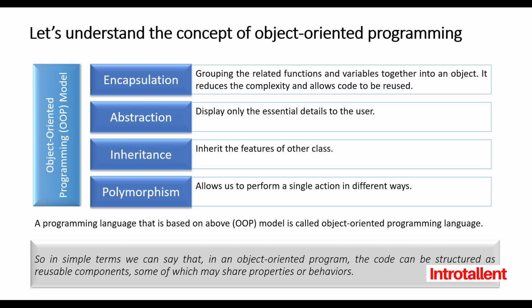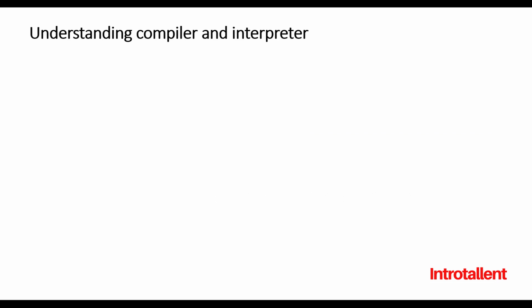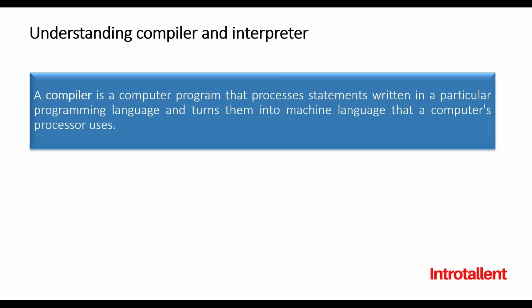All right, now we need to understand two more things, and that was compiler and interpreter. So let us understand, and then we'll go back again to the previous slide to understand Python, right? What is Python? So what is compiler? A compiler is a computer program which actually processes the statements written in the program, and then it converts them into the language that computer understands, which is used for processing.